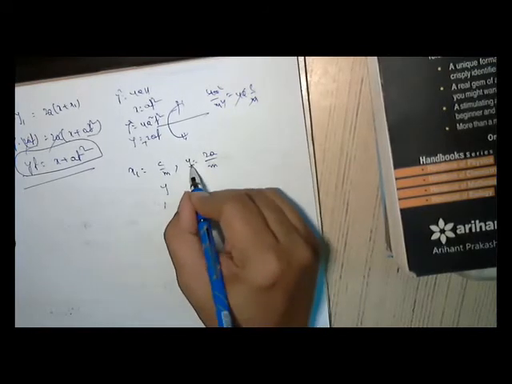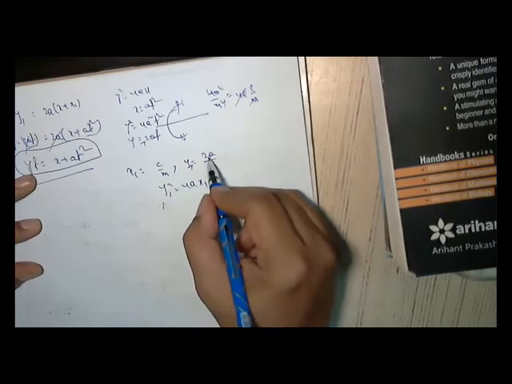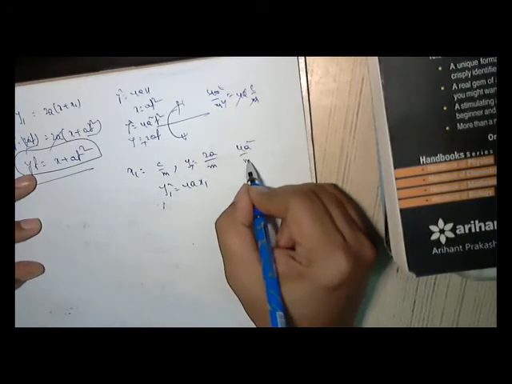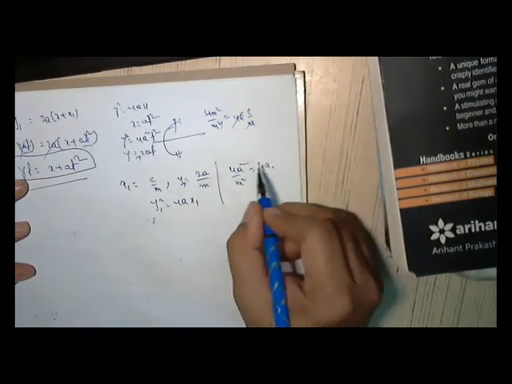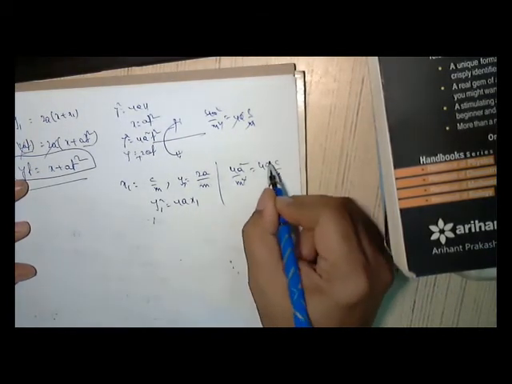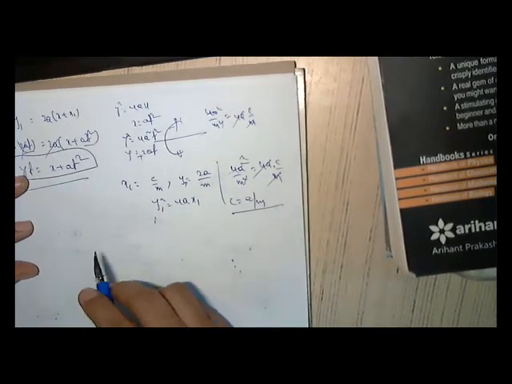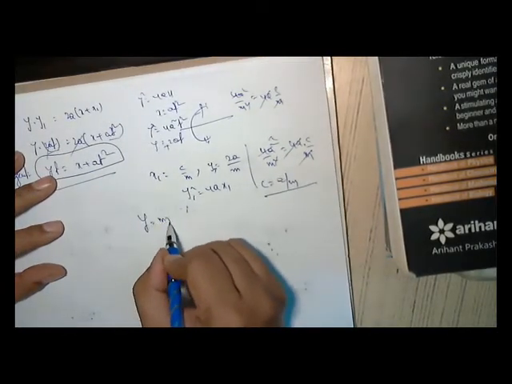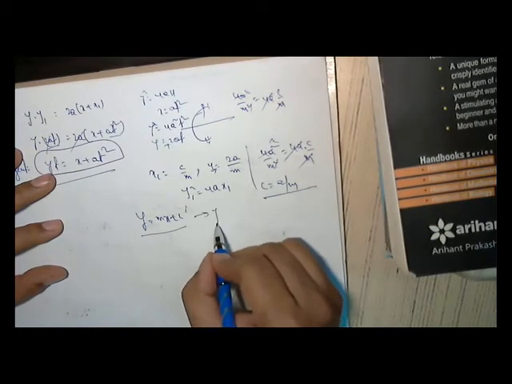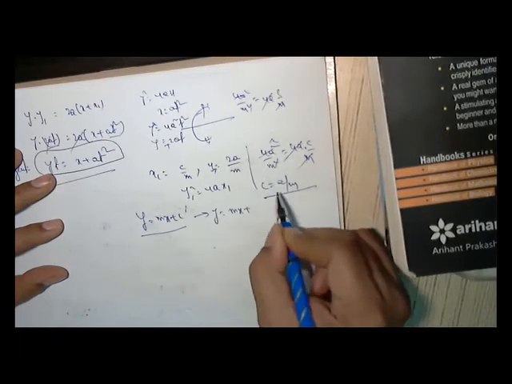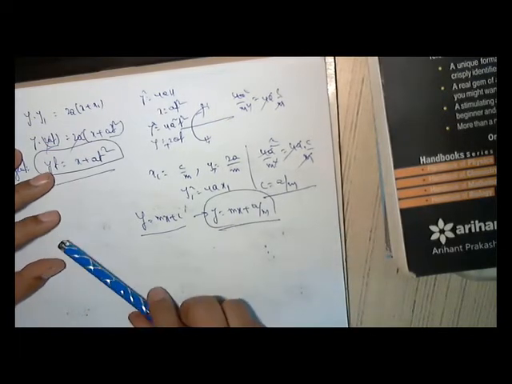I know y1 square is equal to 4a x1. So if I substitute here, y1 square is 4a square by m square. That is equal to 4a into x1, which is c by m. So when I simplify, I get c is equal to a by m. This is the condition. So when y is equal to mx plus c is the assumed tangent, that means y is equal to mx plus a by m is the equation of tangent.